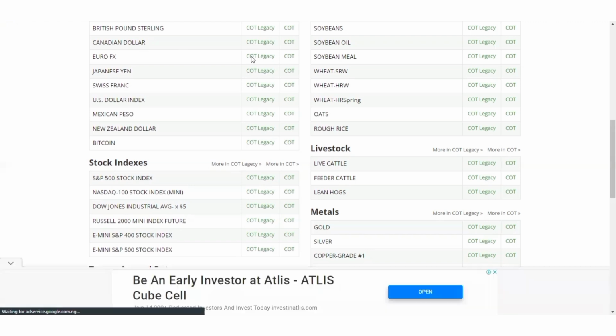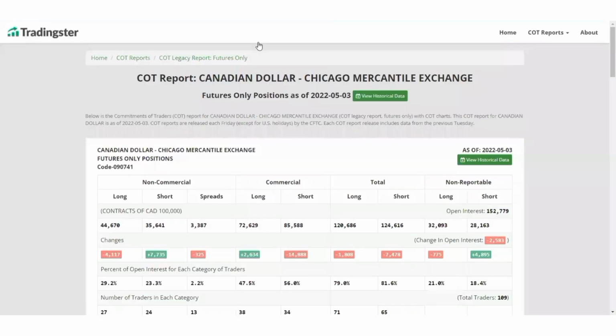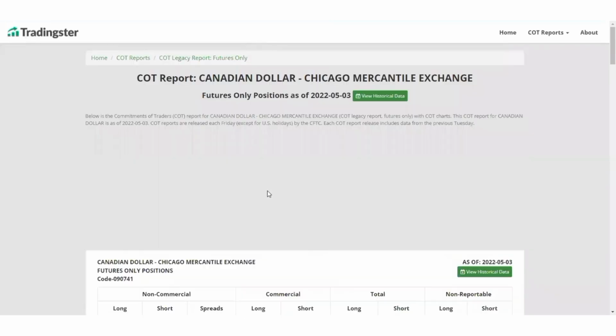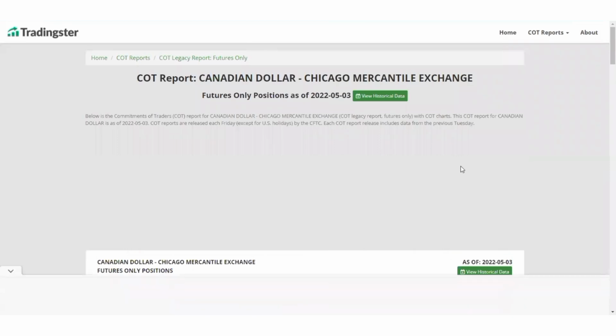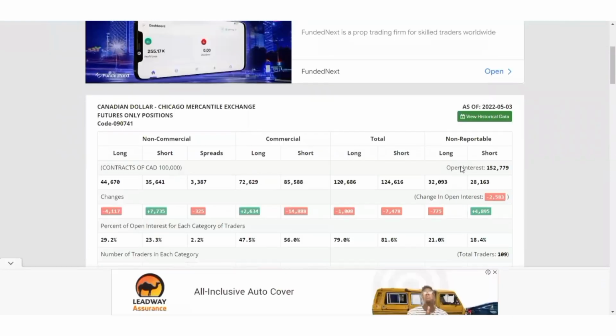So this is the Canadian dollar. Just go to tradingstar.com, and you should bring this out, then you go to Canadian dollar. I'm clicking on the COT legacy, not COT now, and it should bring this out. The category of traders I'm paying attention to are the commercials. What are the commercials doing? I need to see whether they are net long or net short. Like I said earlier, the price chart for that currency pair will be doing the exact opposite of what these guys are doing.